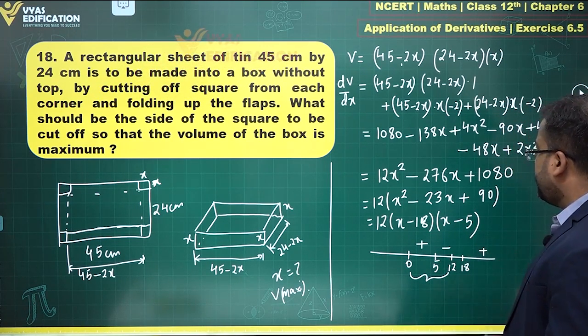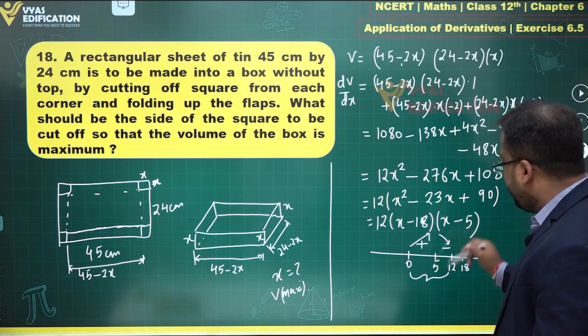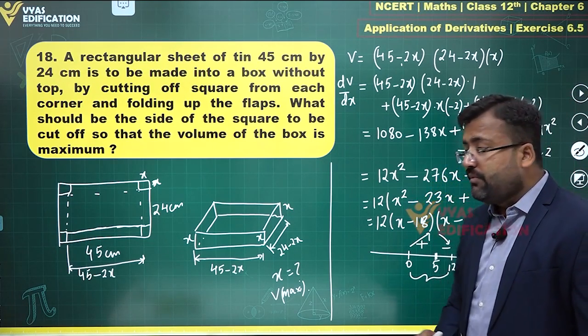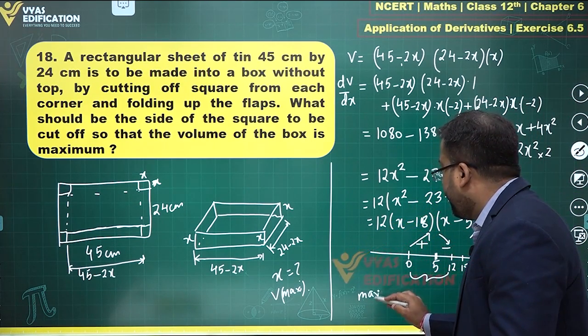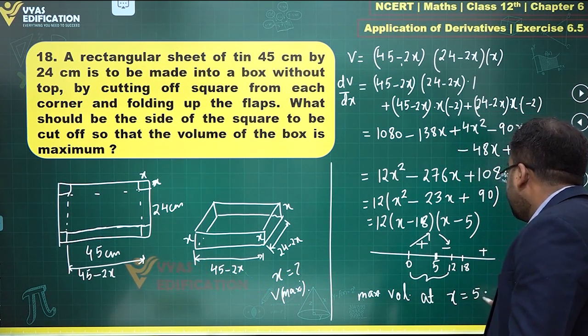Beyond 18 it will be positive, but that is not required. So in this interval the function increases and then the function decreases. The volume maximum occurs for x equal to 5. Max volume at x equals 5 centimeters.